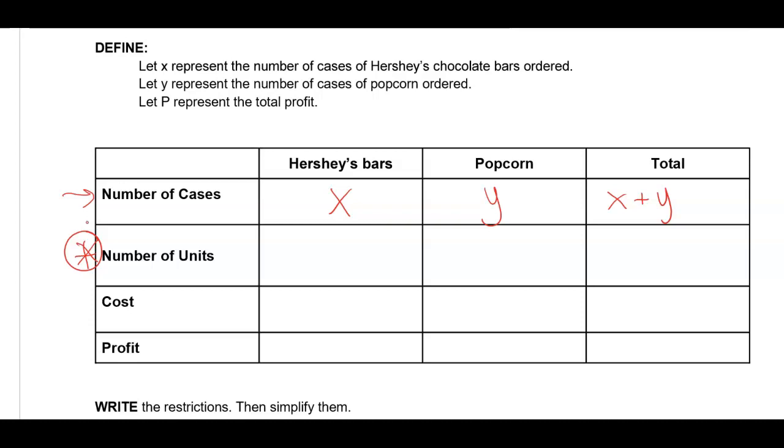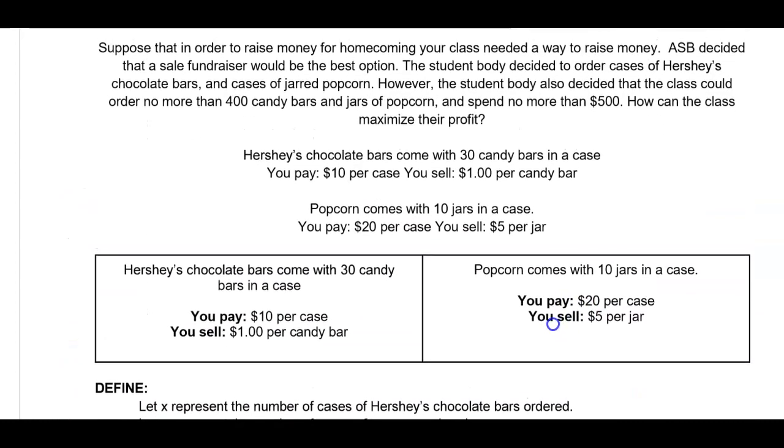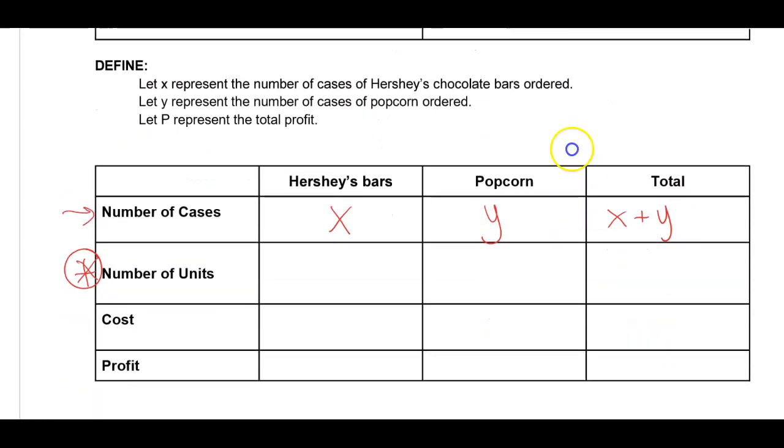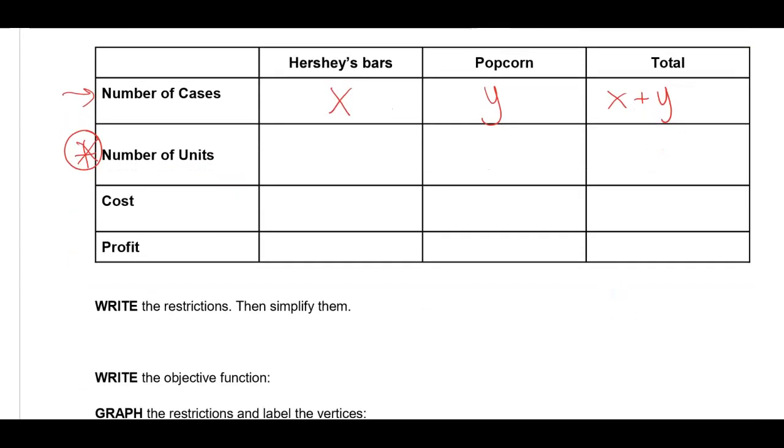So I can order 400, we have to be careful, let's see. I can order 400 units. Because you don't know the exact value, you can't just say it, but we want to base it on this. So we've said X is the number of cases of candy bars that I'm ordering. How would I then express the actual amount of candy bars I'm getting if X is the cases?